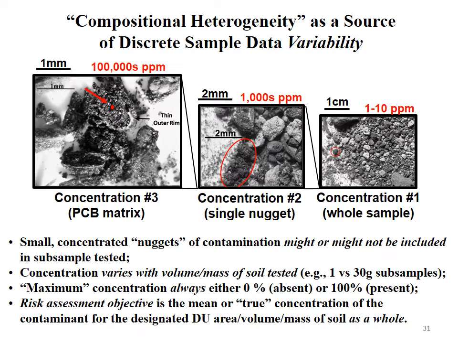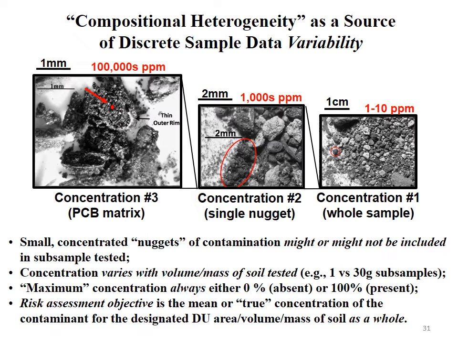Anything in between, you're just diluting it with soil. Now, from a risk assessment standpoint, the objective is always to determine the mean concentration, or the true concentration, of the contaminant in the designated DU area and volume mass of soil as a whole. So an important takeaway from this slide is that concentration varies with the mass and volume of soil tested.